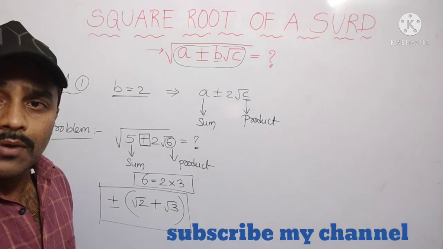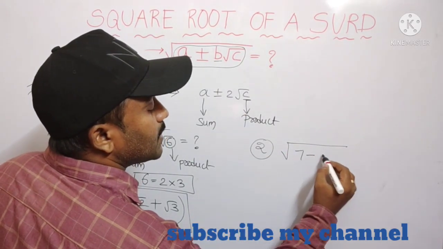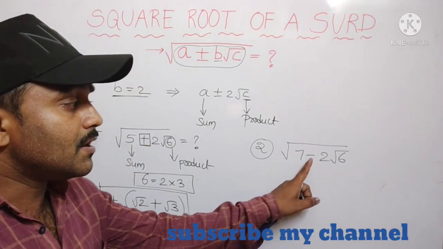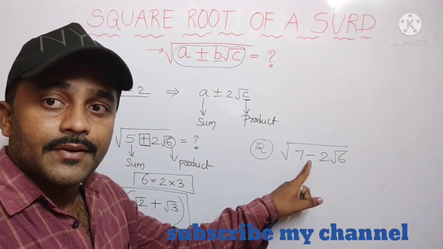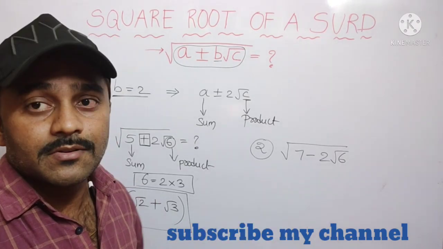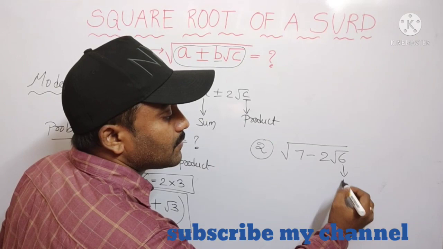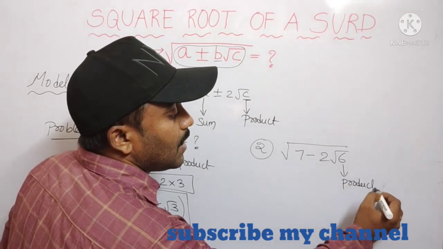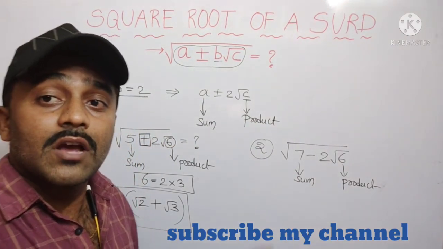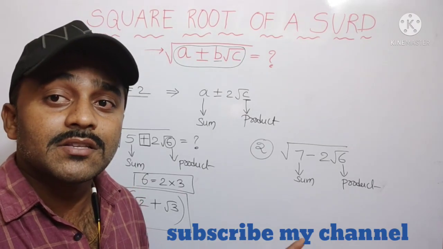We can go with one more problem: square root of 7 minus 2 root 6. Same type of question, but in the middle they gave minus here. It is in the form a minus 2 root c. Whenever you have 2 here, directly we can take this as the product and this as the sum. Now we have to find two numbers whose product is 6 and sum is 7.